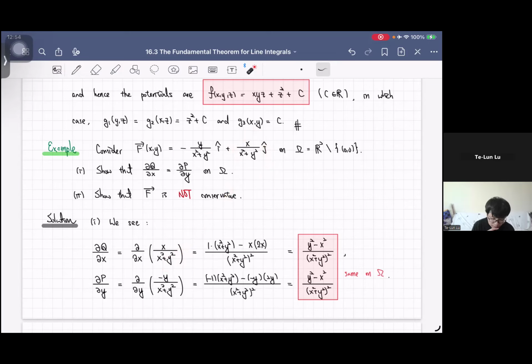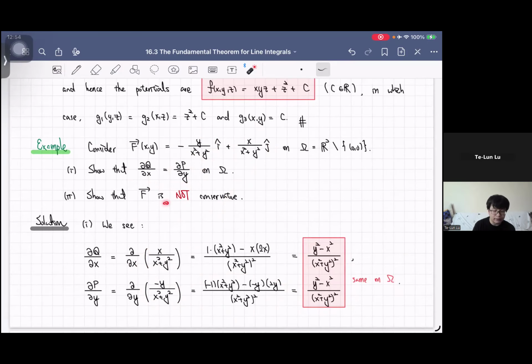Let me check what I am doing correctly. Oh, yeah, sorry. Yeah, this is p. So p is minus y over x squared plus y squared. And we differentiate p by y, you will get the whole thing here, and it simplifies to the same thing as qx. So we actually have qx equals py on omega. However, this does not really imply it is conservative. So the second problem asks us to show that it's not conservative.